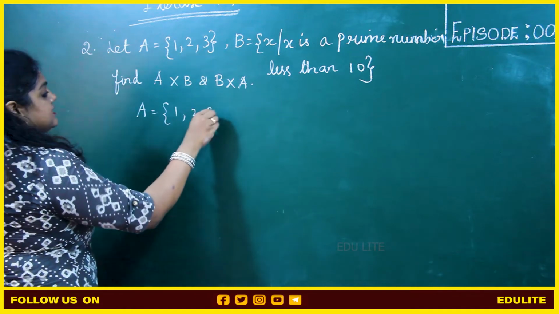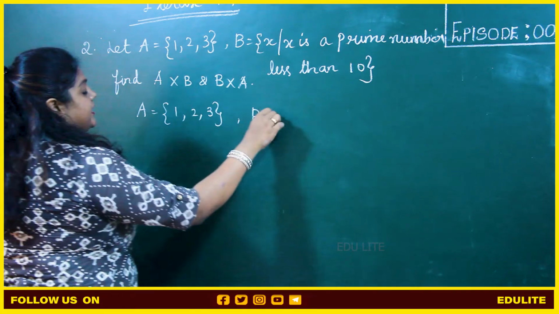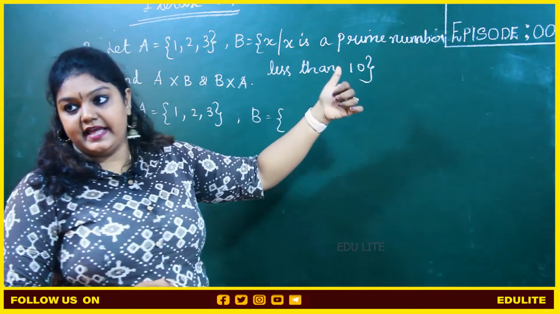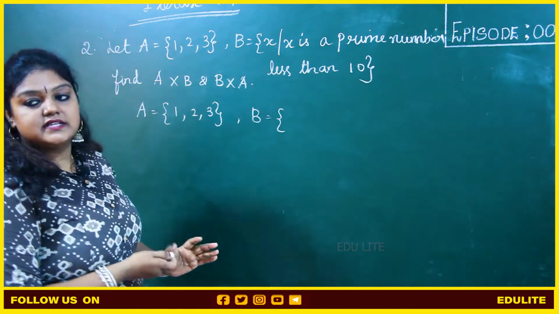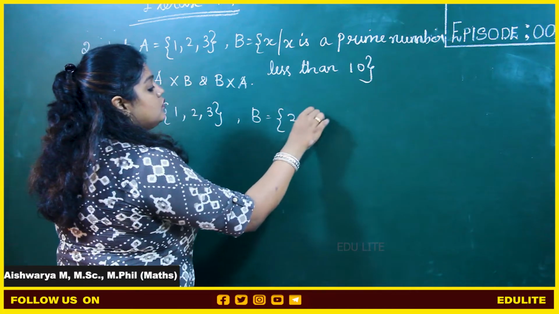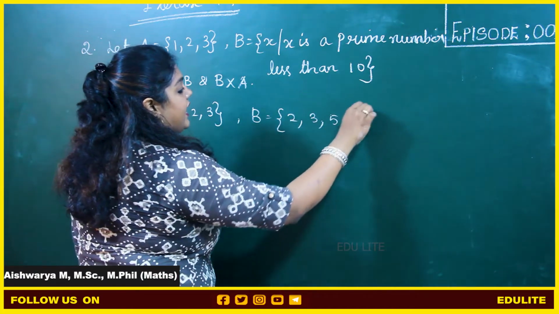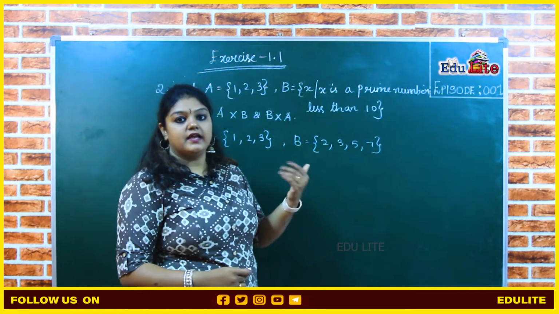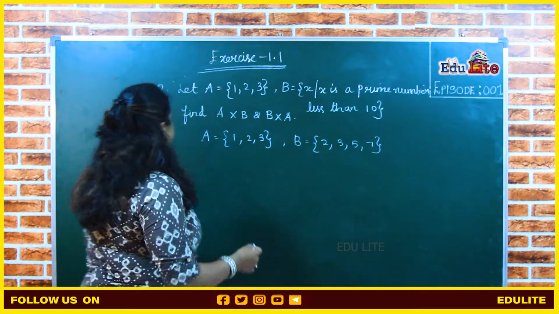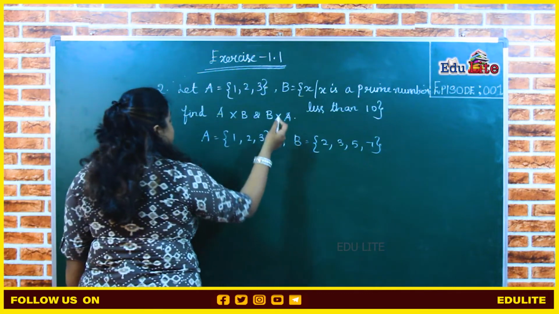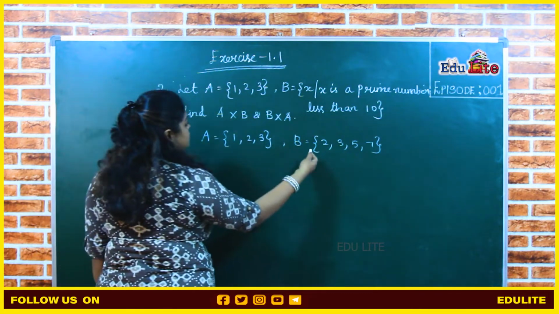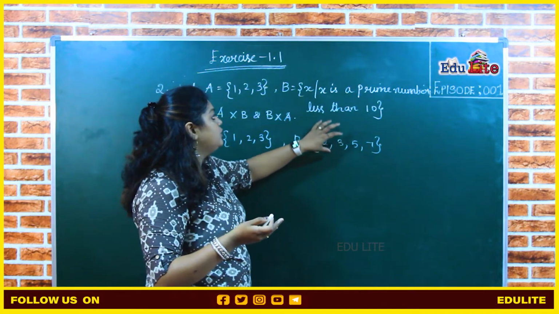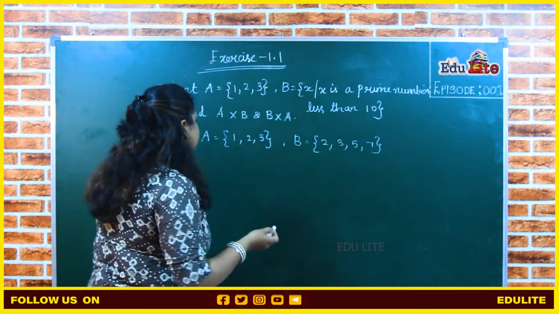Set A is given as {1, 2, 3}. We'll frame set B, which is nothing but {x such that x is a prime number less than 10}. So what are all the prime numbers less than 10? 2, 3, 5 and 7, because a prime number can be divided only by itself and 1. So now we have to find A cross B and B cross A for these two sets. You all know it is easy to find. The only thing we have to do is frame the set B in this problem.